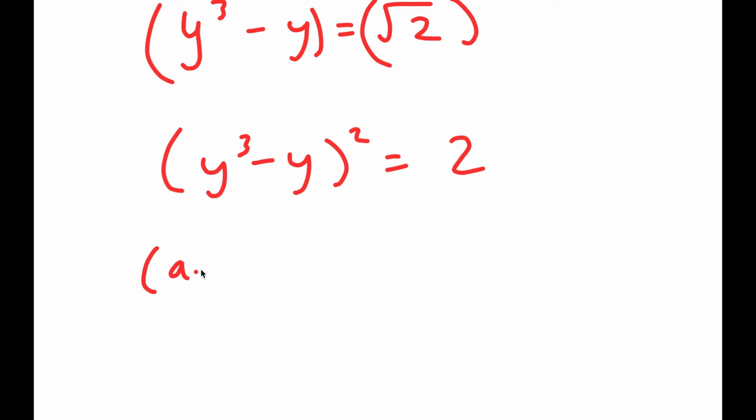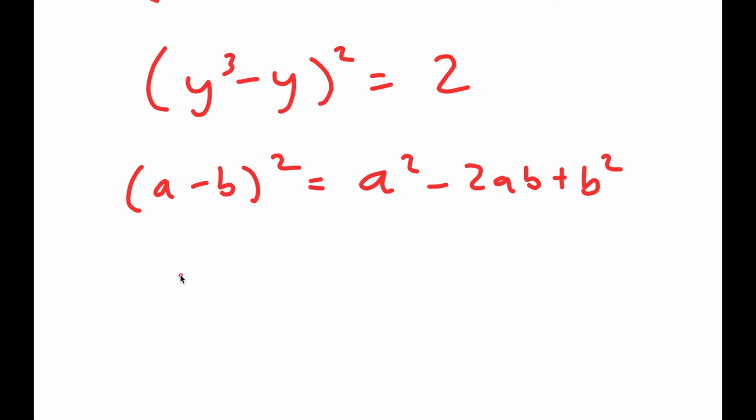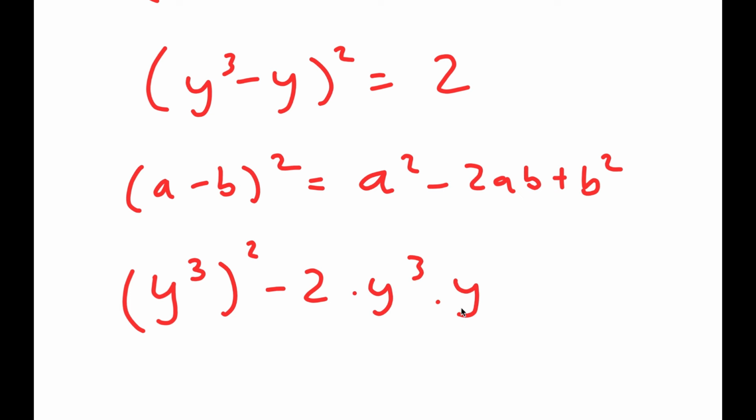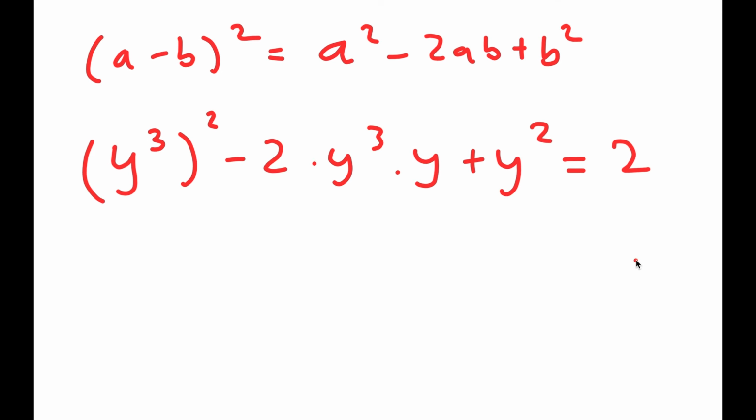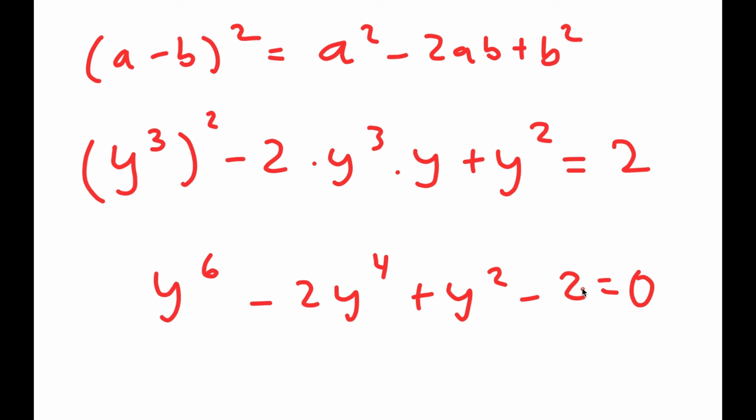So now if I have something in the form a minus b squared, this is equal to a squared minus 2ab plus b squared. So this is going to turn into y to the power of 3 to the power of 2 minus 2 times y to the power of 3 times y plus y squared. And this is equal to y to the power of 6 minus 2y to the power of 4 plus y squared minus 2 is equal to 0.